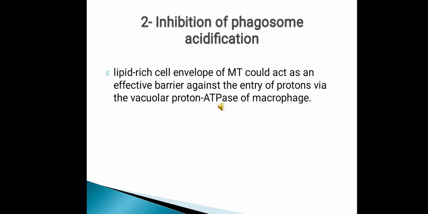How can that happen? The Mycobacterium has an envelope, which is the cell wall, enriched with lipid, and this lipid acts like a barrier against any entry of protein, preventing the acidification inside the macrophage.